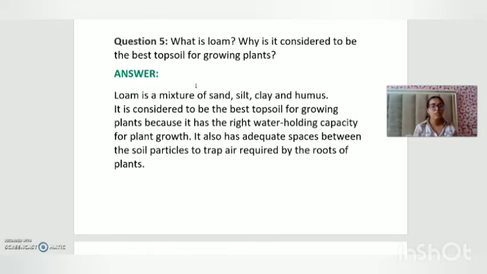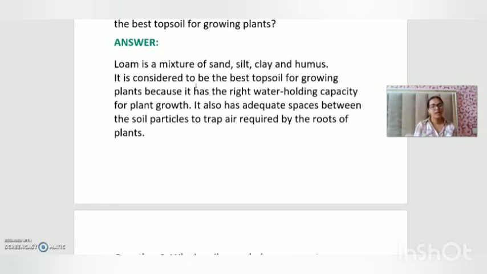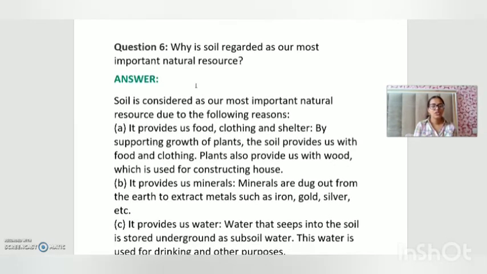So student, loam is a mixture of sand, silt, clay and humus. Loam is a mixture of 4, that is sand, silt, clay and humus, right? It is considered to be the best topsoil for growing plants because, student, it has the right water holding capacity for plant growth. It also has adequate spaces between the soil particles to trap air required by the roots of the plant.